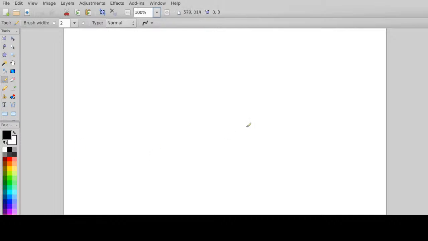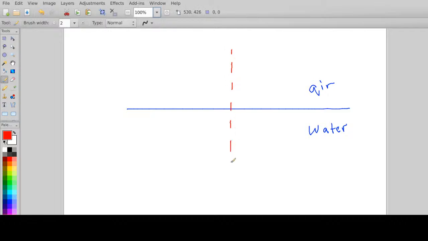So if we have an interface here between water and air, let's say this is water down here. Let me see. Can you see that? You can. Good. So you've got water down here, and you've got air up here. Let me just use red for the construction line. So this is the normal, like this. And let's use yellow for a beam.